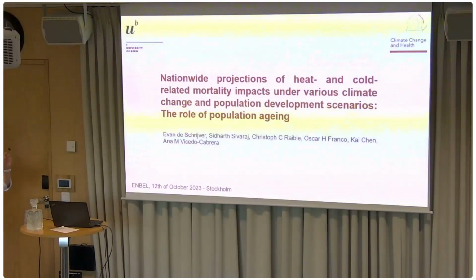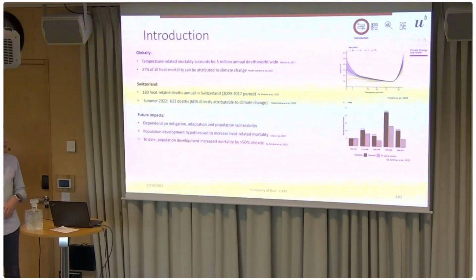But today I will present a study on the nationwide projections of heat and cold-related mortality impacts under various climate change and population development scenarios in Switzerland. We primarily look at the role of population aging in there. So we know that globally about 5 million deaths can be attributed to non-optimal temperature, of which, of all heat-related mortality, 37% can already directly be attributed to climate change. So that's a substantial amount worldwide.